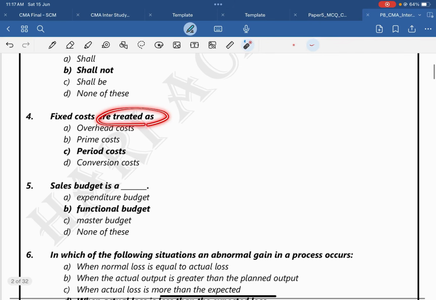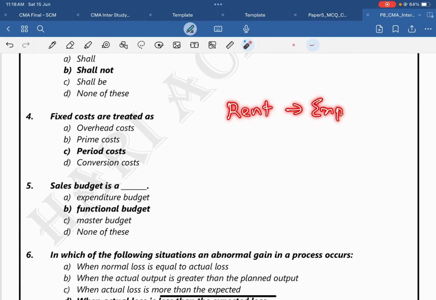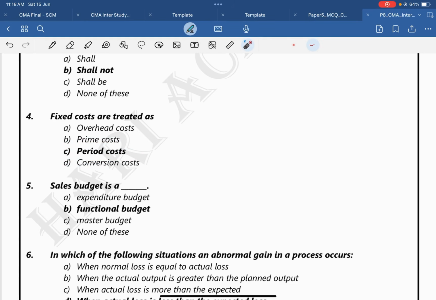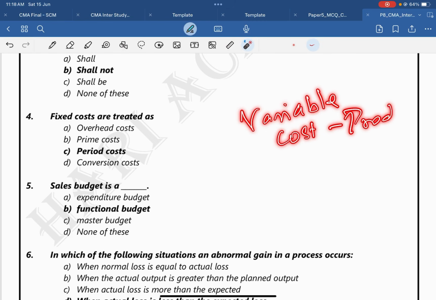Fixed costs are treated as period cost. Why are fixed costs treated as period cost? Because rent will expire in the year itself. Salary we are going to pay for that particular year, so it will expire during the period itself. So the period cost belongs to that particular year itself, so it is a fixed cost. I will give you one more thing: variable cost or product cost.